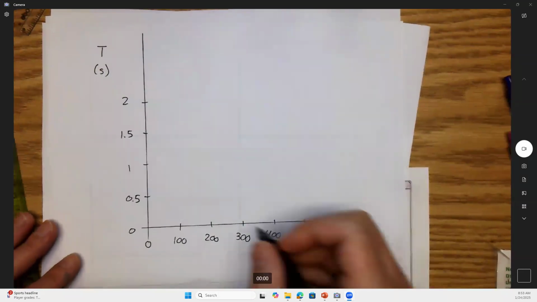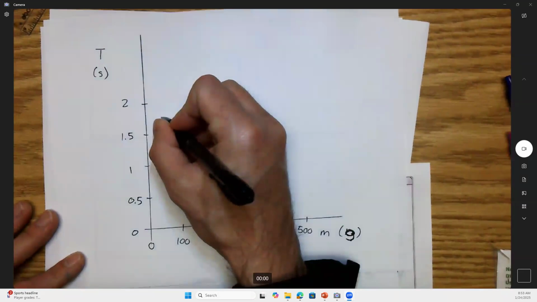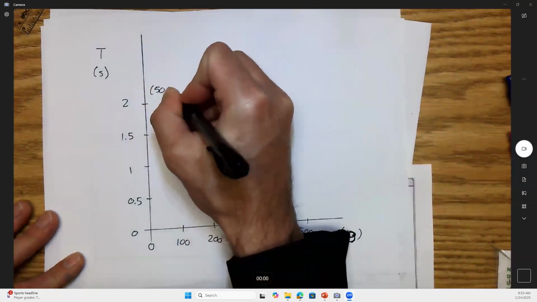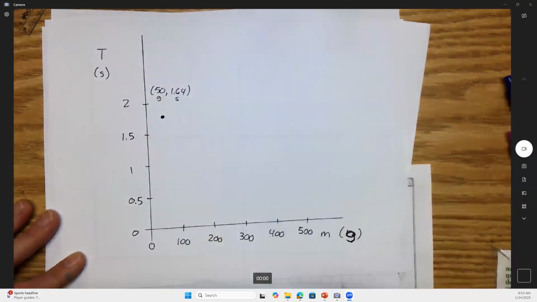50 grams and then 1.644 seconds. All right, 50, 1.644. It's right about there. All right, so I'll do coordinate 50, comma 1.64. All right, so this is grams and this is seconds. All right, what's the next coordinate?